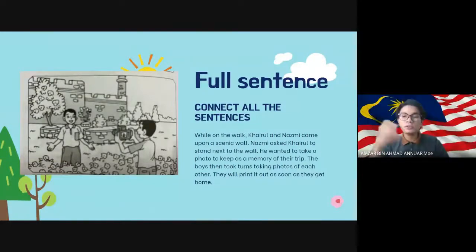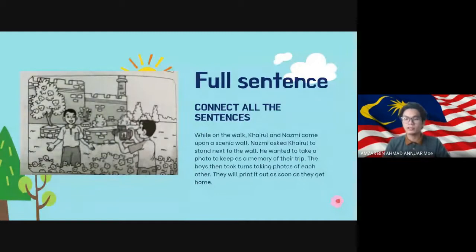Betul. Kita masih merujuk kepada orang yang sama, cuma kita bezakan dengan perkataan yang kita gunakan. We differ them using the words that we use. Instead of repeating Nazmi, Nazmi, Nazmi, Nazmi, Nazmi, change. Use he. Use the boy. Instead of using Khairul and Nazmi, they, use the boys.